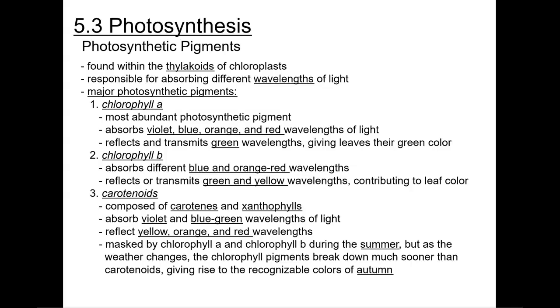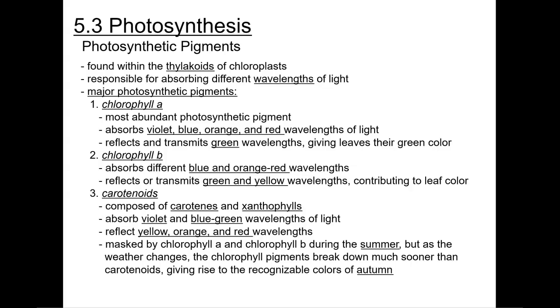And the carotenoids are going to be the big ones. This is going to give you your yellows and your oranges and your beautiful reds that you're going to see in things like maple trees. And so chlorophyll A starts to die out, then chlorophyll B, and eventually the carotenoids are left, but then they start to die out too. But those are going to give you your beautiful fall colors.